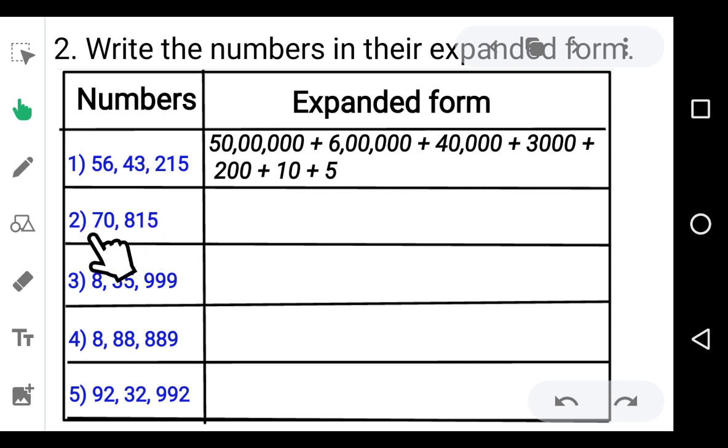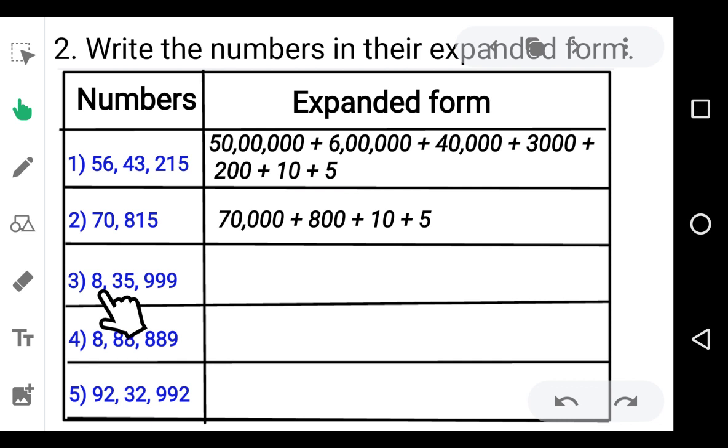Next is 70,815. See here, 7 is at the 10,000 place. Its place value is 70,000. On the 1,000 place, 0 is there. So there is no need to write 0 in the place value. Then 815. See its expanded form: 70,000 plus 800 plus 10 plus 5. Now see the next one.